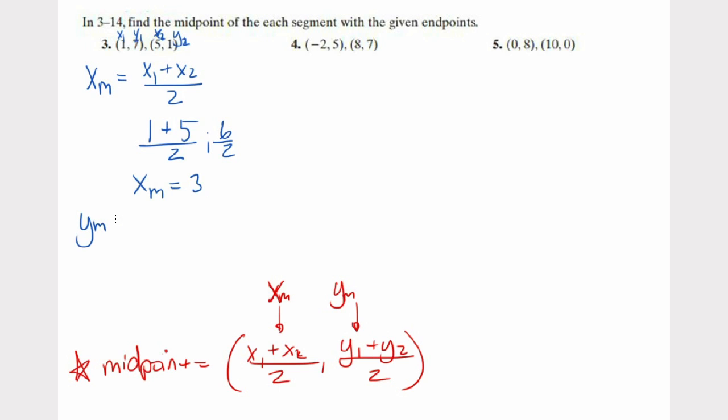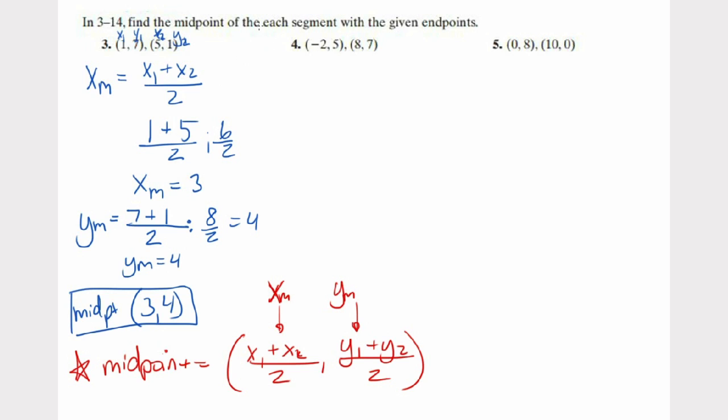Now for the y midpoint, that's going to be the first y coordinate, which is 7, plus the second y coordinate, which is 1, over 2. So we have 8 over 2, which is equal to 4. So the y midpoint is 4. Therefore our actual midpoint, this is shorthand for midpoint, is (3, 4).